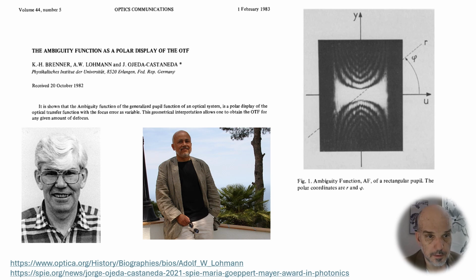Today's episode is about the application of the ambiguity function to description of the coherence function in the focal plane of an imaging system. This idea of using the ambiguity function has been around for over half a century. Here's one of the stunning papers that brought it to the fore of discussion of frequency analysis in optical systems. This is a paper by Karl-Heinz Brenner, Adolf Lohmann, and Jose Ojeda Castaneda.